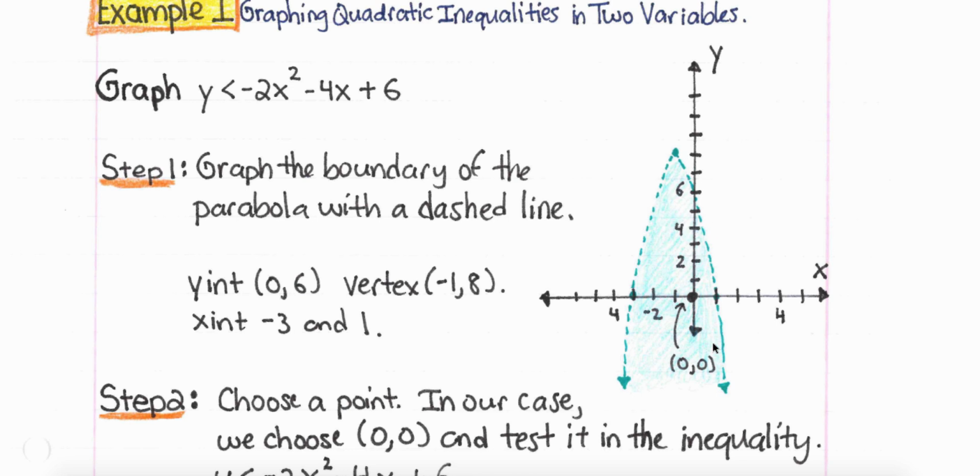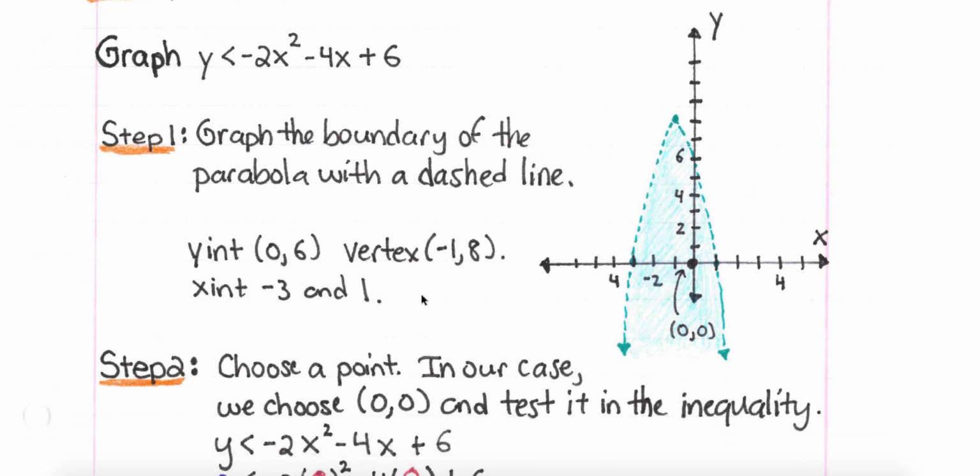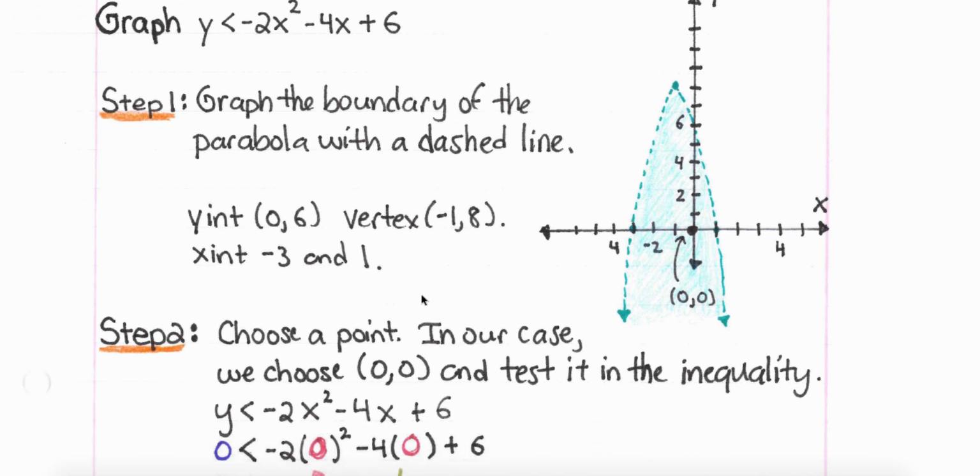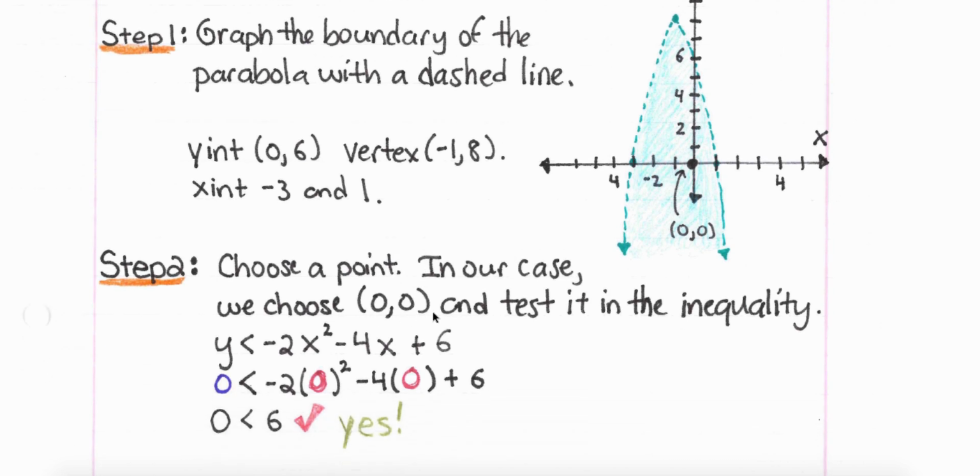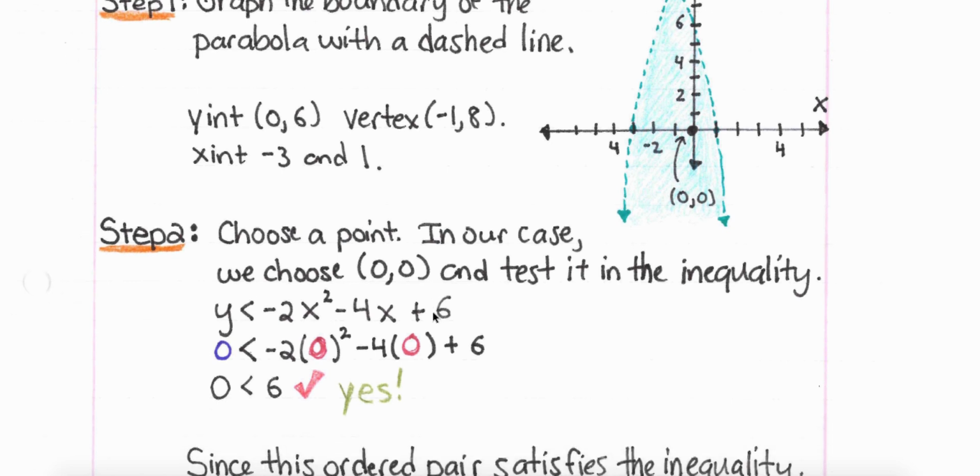We shade below, or inside in this case, this parabola because of the less than sign. But let's say you're not sure where to shade. Well, you can choose a point not on the boundary. The easiest point to choose is (0, 0). Plug it back into the inequality and see if you get a true or a false statement. We plugged (0, 0) back into the inequality and get 0 is less than 6. That's true. And what that means is that (0, 0) is inside the region to be shaded. So now we know where to shade.